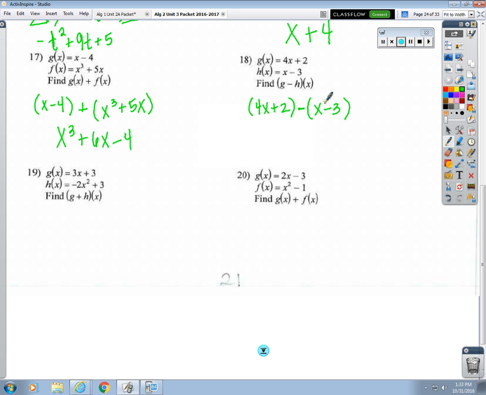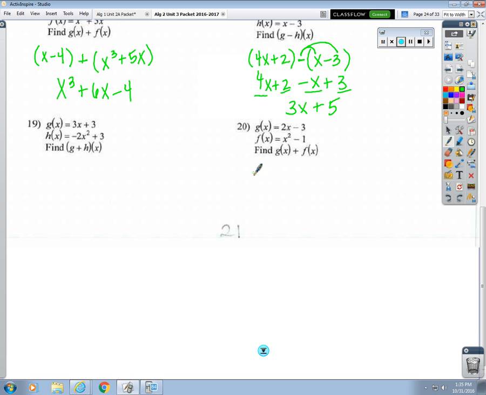Before you can start that process, you need to distribute the negative, which will not affect the first binomial, but it will affect this one. It'll change the signs. Now when you combine like terms, that becomes a 3x, and these two constants make a 5. Is that what you got? What's that called? Linear binomial. Okay, go ahead and try 19 and 20.